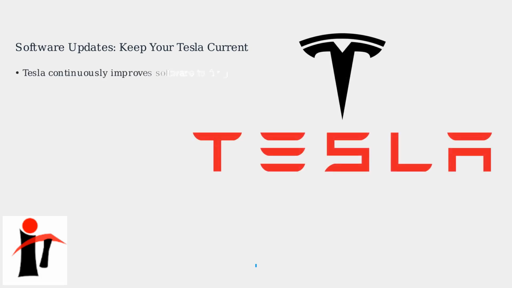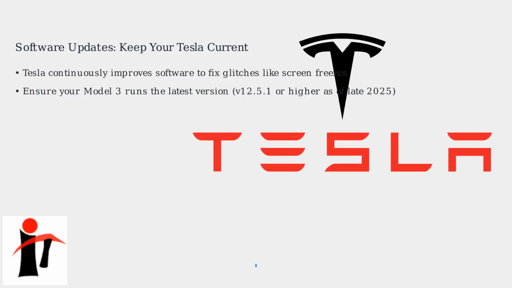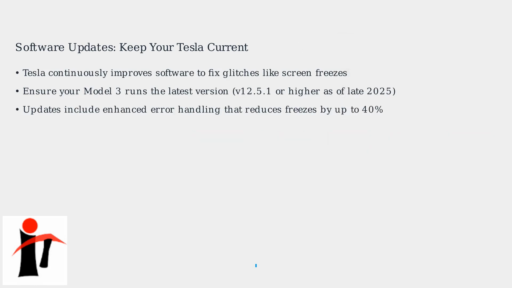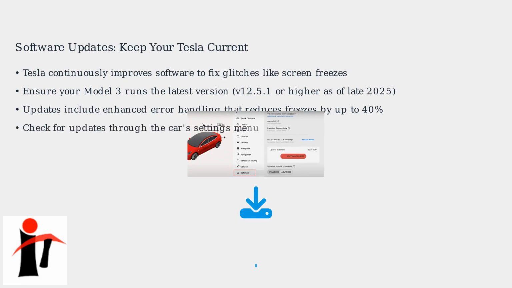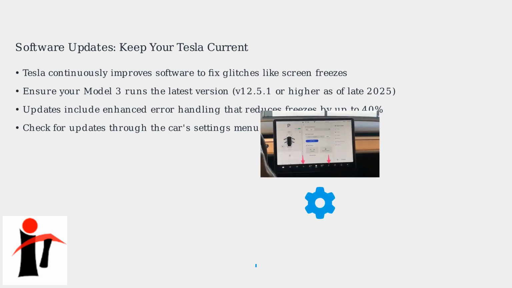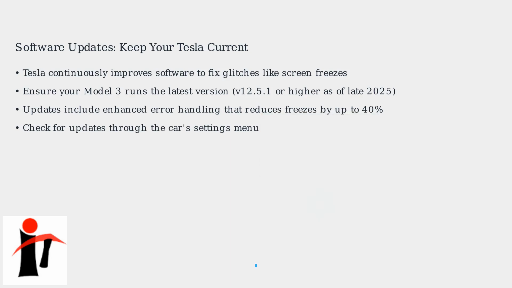The latest stable release, version 12.5.1 or higher as of late 2025, includes enhanced error handling protocols that significantly reduce screen freezes. To check for updates, access the Settings menu on your car's touchscreen display. Look for the Software section in the Settings to see available updates and install them.